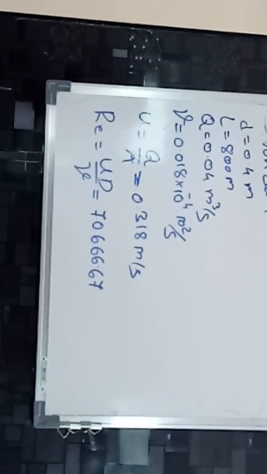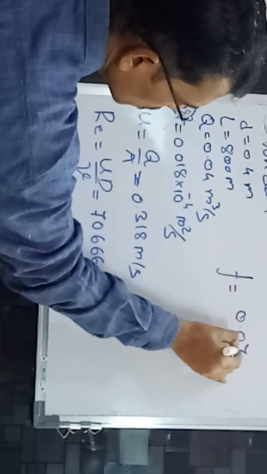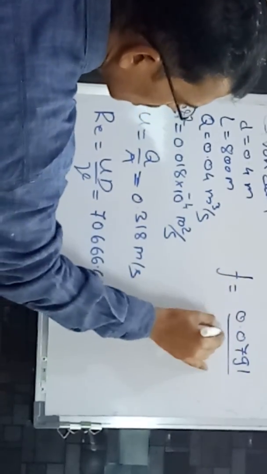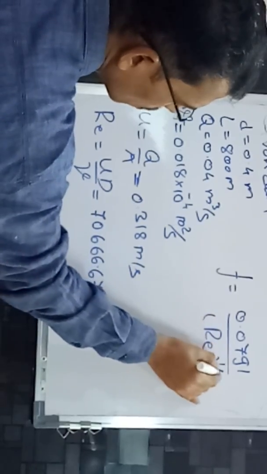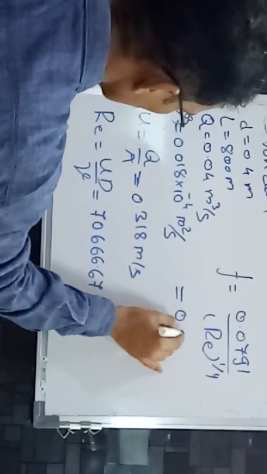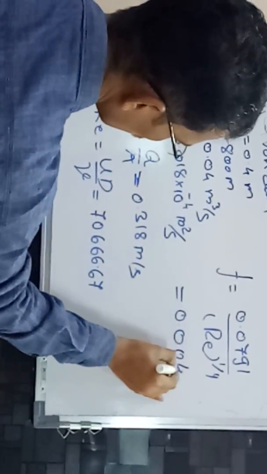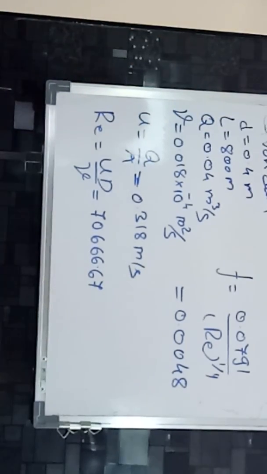Now see, here we require the coefficient of friction. How to calculate coefficient of friction? It is very simple. F equal to 0.0791 RE raised to the power 1 by 4. So you will get 0.0048. Okay, so from that formula we are able to find out, yes, coefficient of friction.